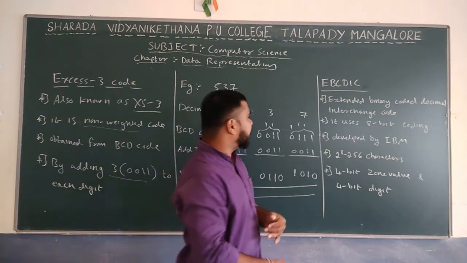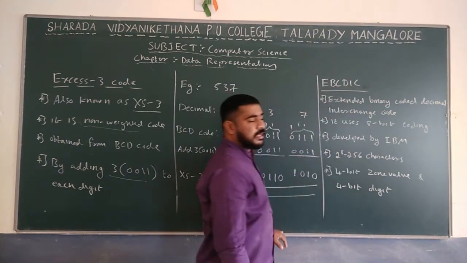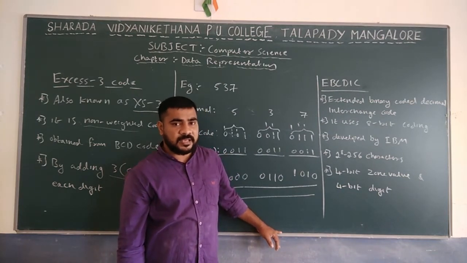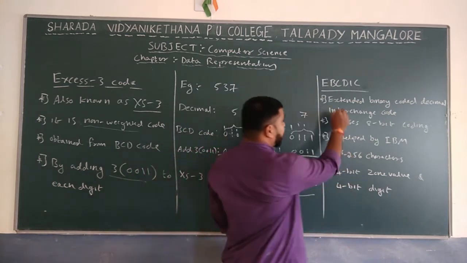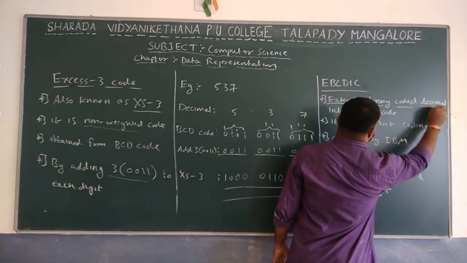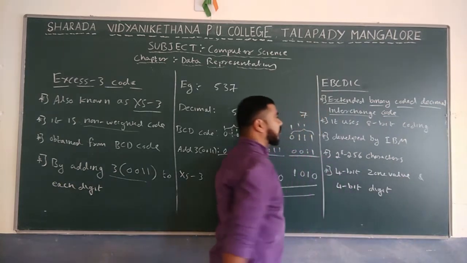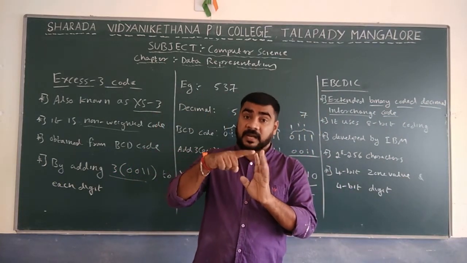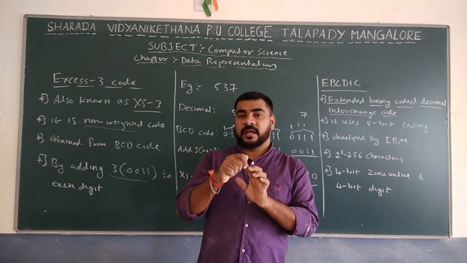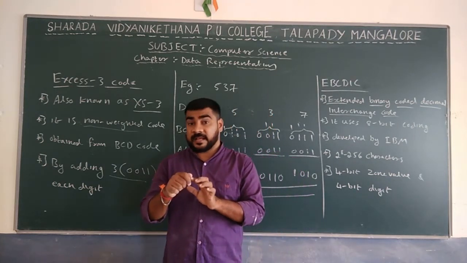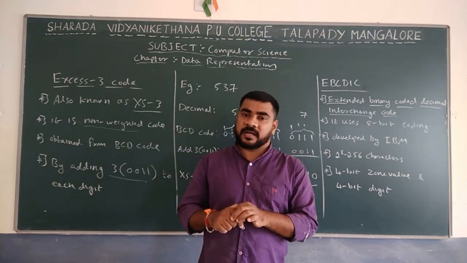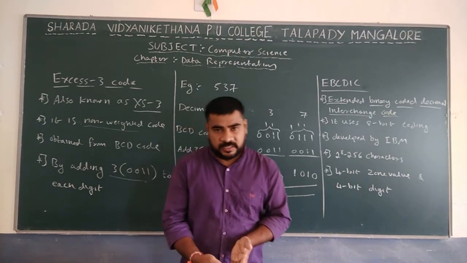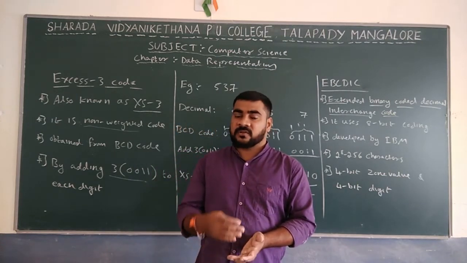The next method is EBCDIC, Extended Binary Coded Decimal Interchange Code. So this is EBCDIC, extended binary coded decimal interchange code. It is also a BCD code. Extended BCD is also a BCD code.